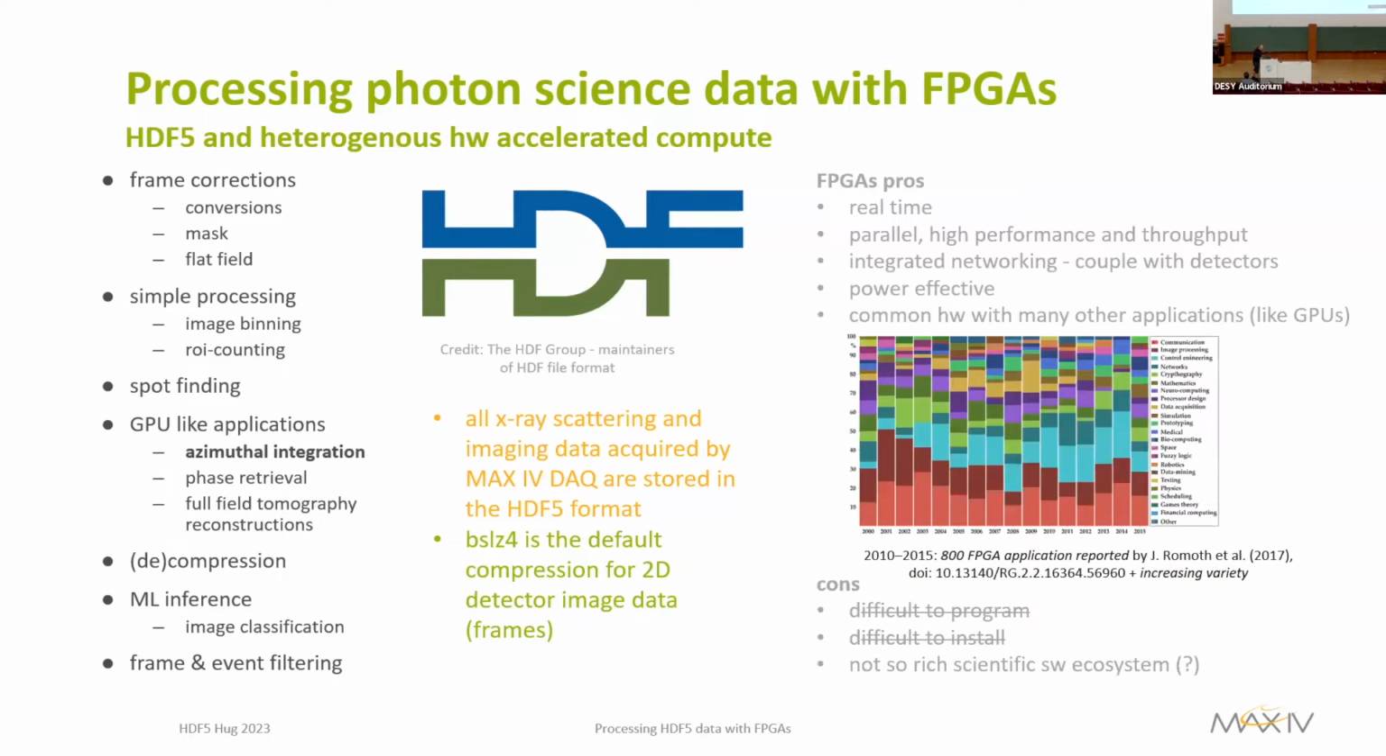So that's important. Why FPGAs? They are typical real-time hardware. They are very parallel, and they have high performance and throughput. They have integrated networking, which means they couple well with detectors. They are very power efficient. And like GPUs, they are common existing hardware that has many applications in, I don't know, defense, telecommunications, medicine, and medical instruments. So they will exist even if we do not use them at synchrotrons for data analysis.